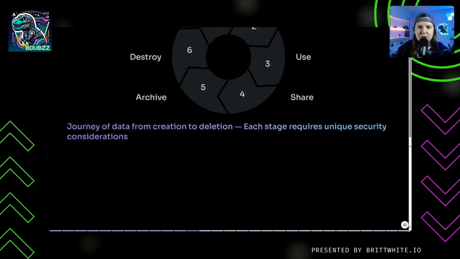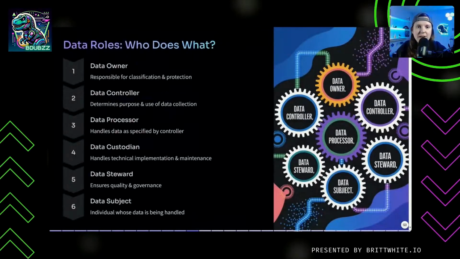But before we get further into those stages, let's clarify some key roles involved in managing data. We briefly covered this before in Domain 1, but it's important to have an understanding of who does what here and where the responsibilities lie within each role. First, we've already mentioned the data owner. They are the senior manager responsible for the data's protection and classification. They decide how sensitive the data is and what controls it needs.